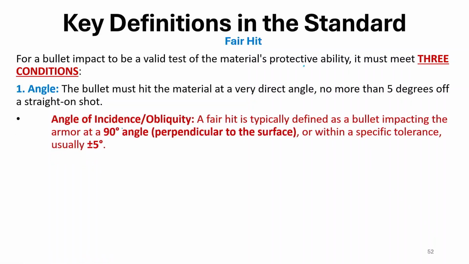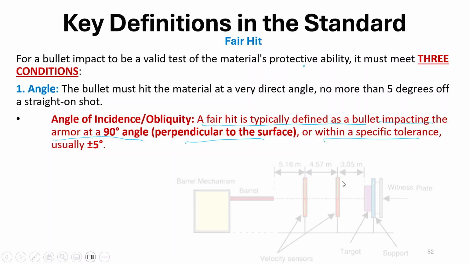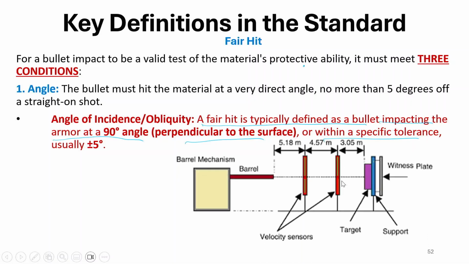So, angle of incidence or obliquity: a fair hit is typically defined as a bullet impacting armor at a 90-degree angle, perpendicular to the surface, or within a specified plus or minus 5 degrees. That is the angle.